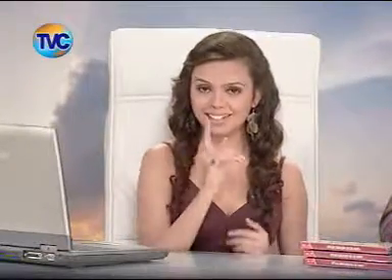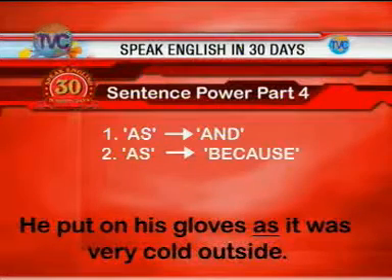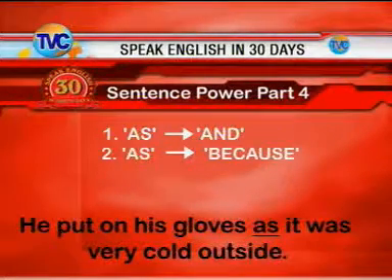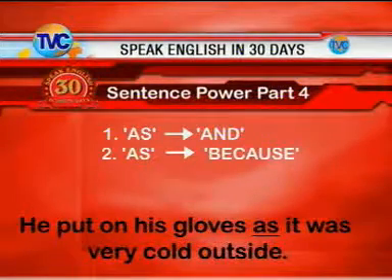Here are sentences using words that connect two sentences. They could either be connectives like and or because, or even help in showing a difference in the two sentences, thereby comparing and contrasting. In this exercise, you have to understand the sentence and select its correct meaning. So choose the correct answer. He put on his gloves as it was very cold outside. Here, as is similar in meaning to and. Here, as is similar in meaning to because.